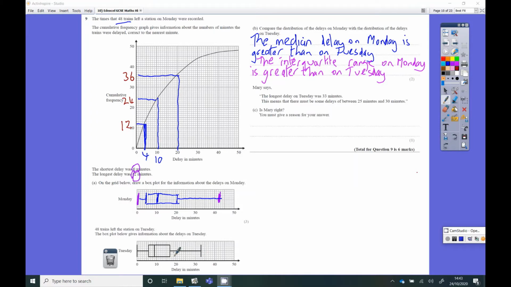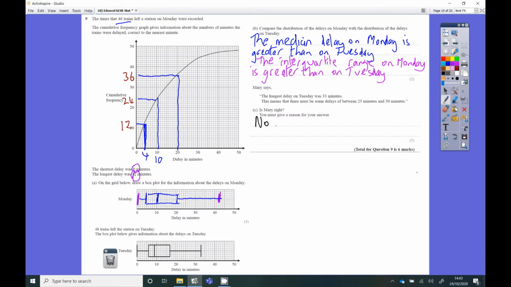We know 25% of the delays were between, what's that number, 17 and 33. But who's to say there were any between 25 and 30? They could all have been lower down, or they all could have been at the top end. So is Mary right? No. So you've got to say no. There may not be any delays between 25 and 30 minutes. They may all be between 17 and 25 or 30 and 33.